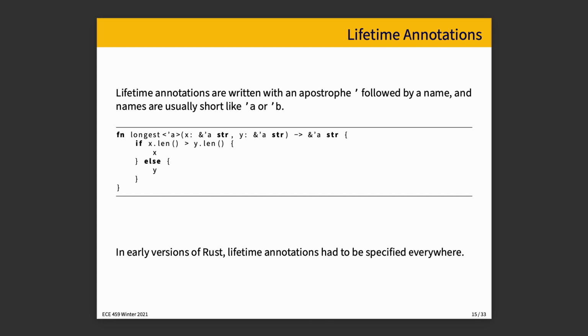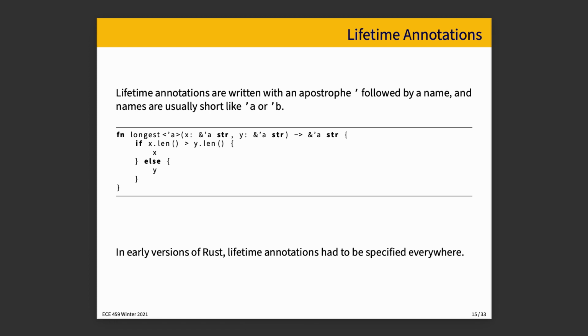And lifetime annotations are usually written with an apostrophe followed by a name, and they appear in angle brackets. The names are typically really short, like apostrophe A or apostrophe B. And so what you are saying here when you are specifying is, okay, this function here, longest, it must exist in lifetime. It takes parameters and responses in lifetime A. X has to have a lifetime of A, Y has to have a lifetime of A, and the return value will also have a lifetime of A. And this does what we need.